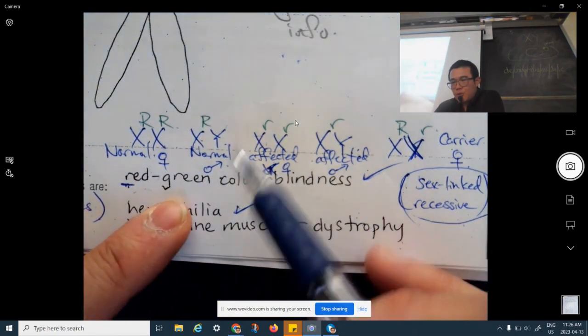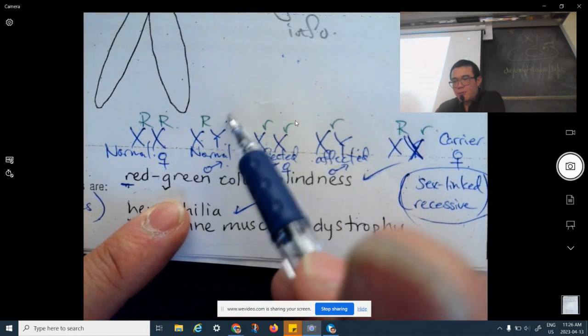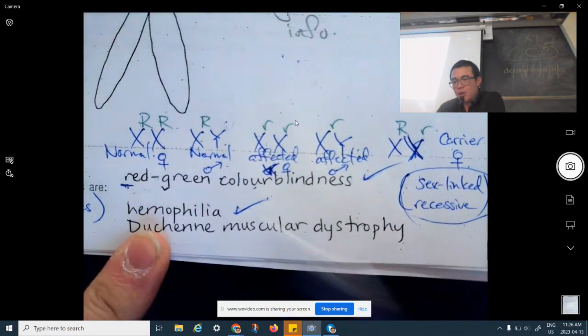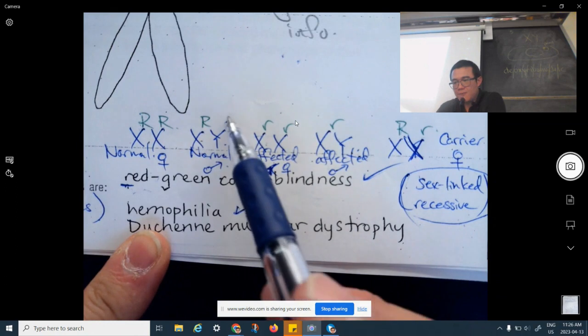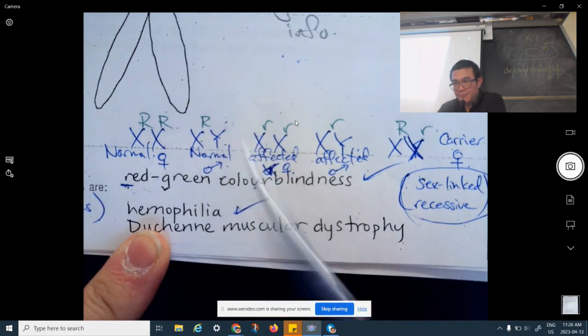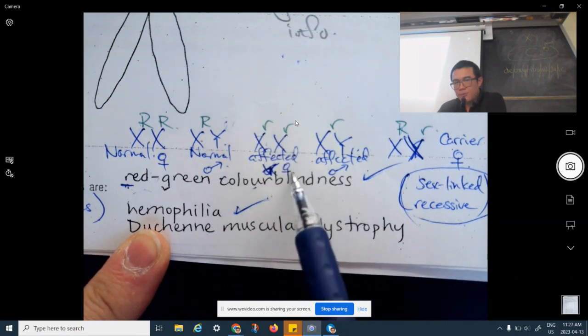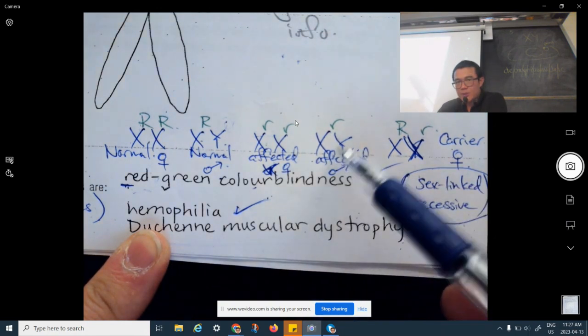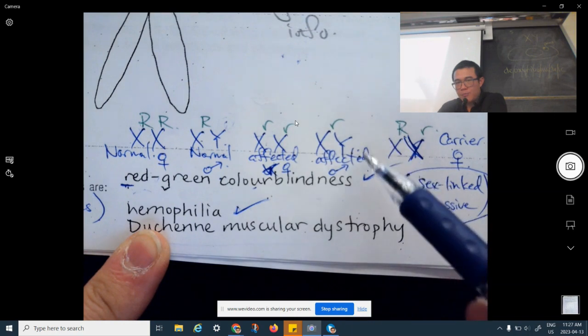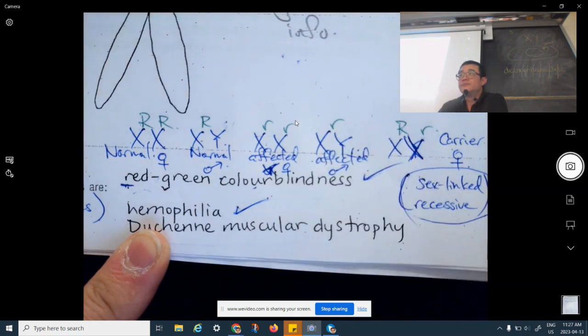Keep in mind there's nothing on the Y chromosome because this gene is only on the X chromosome itself. So you leave this spot here blank. You could have X small r, that will be an affected female. You can have an X small r and a Y, that will be an affected male.